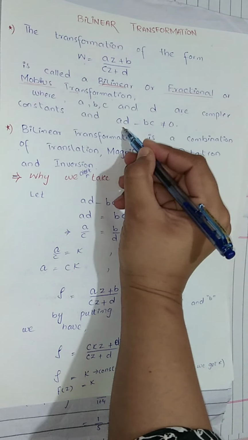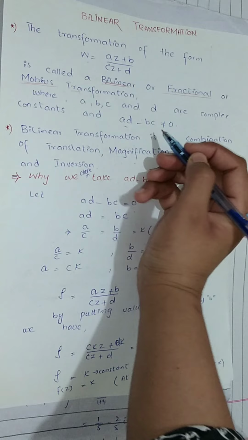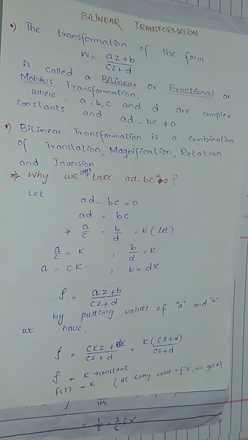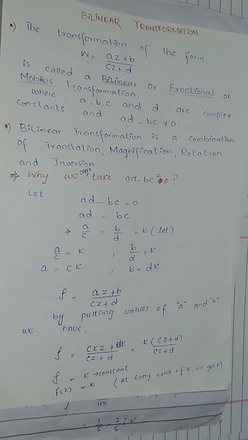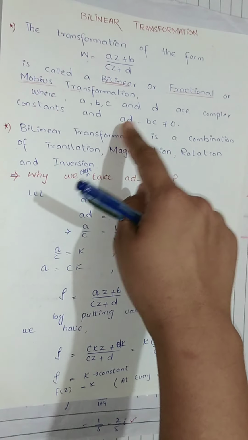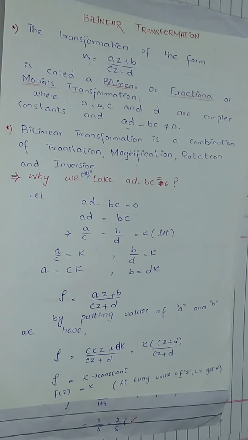Now we discuss this condition AD minus BC. Why didn't we take AD minus BC equal to 0? First of all, we discuss two logics. If we take AD minus BC is equal to 0, we check why we didn't take this condition in bilinear transformation.